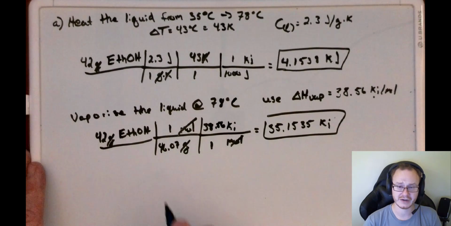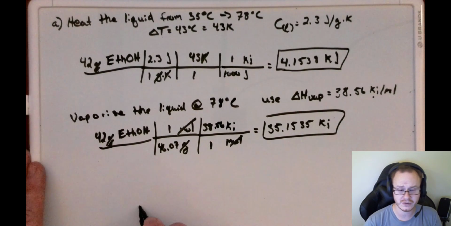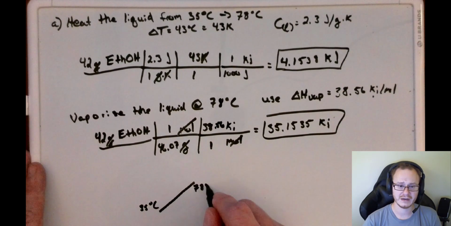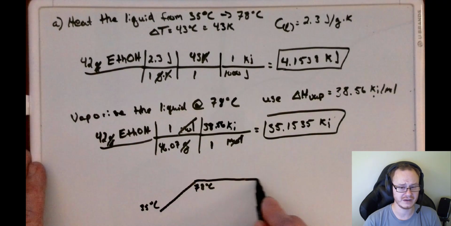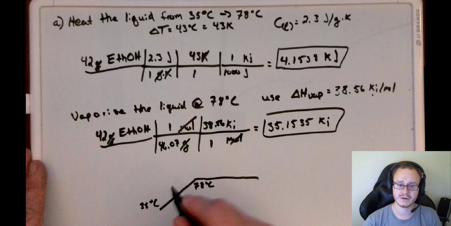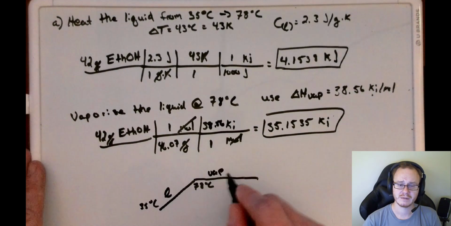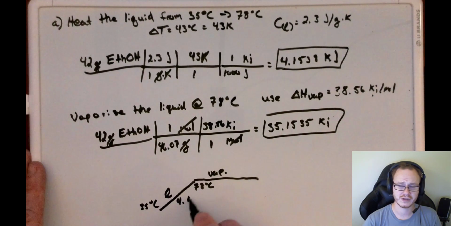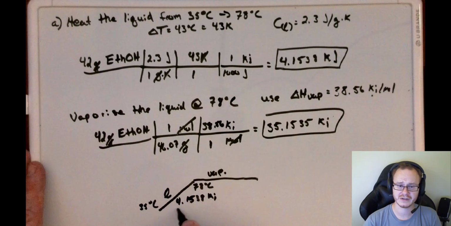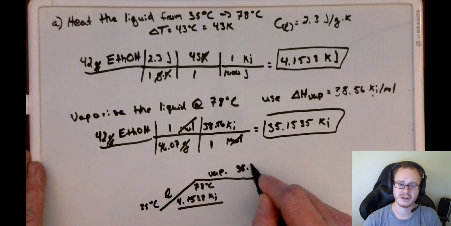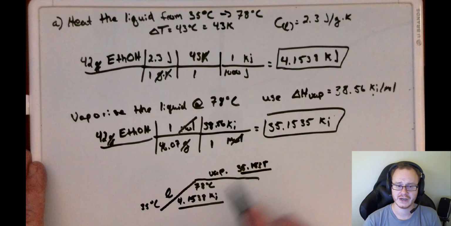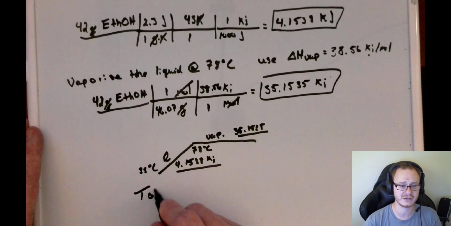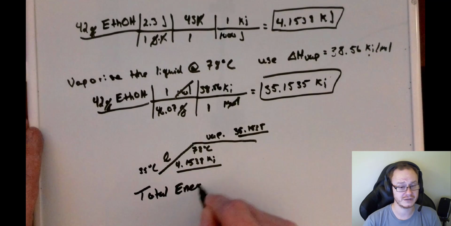Now I know the amount of energy necessary to heat the liquid to the boiling point and to make it boil. So the total energy here is going to be from 35 degrees Celsius to 78 degrees Celsius, but also the vaporization energy, from a liquid plus the vaporization. The liquid change was 4.1538 kilojoules. The vaporization change was 35.153 kilojoules. This graph right here is just a demonstration of the entire change that this liquid went through to turn into a gas. Thus, the total energy is the sum of the two.